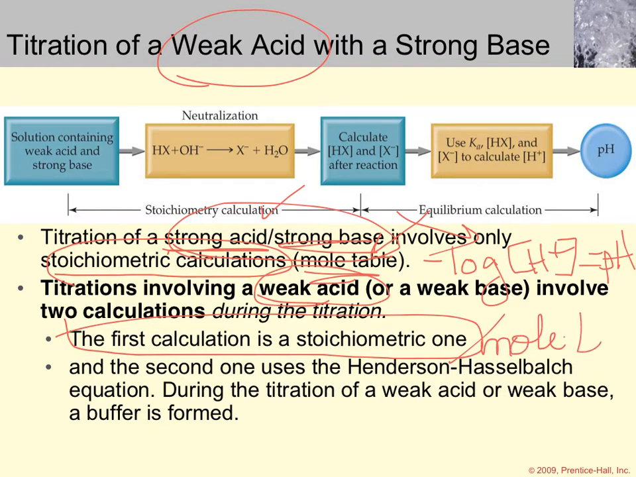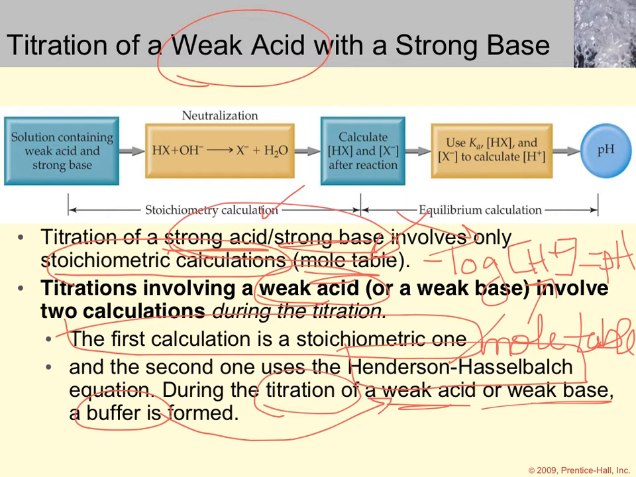So you will still do that, okay? But then, instead of going straight to pH with the minus log of H plus concentration, you will use the Henderson-Hasselbalch equation to figure out pH. That's because when you're titrating a weak acid or a weak base, you end up with a buffer. You end up with some of the original weak acid and some of its conjugate base that is formed as you titrate, which is the definition of a buffer.